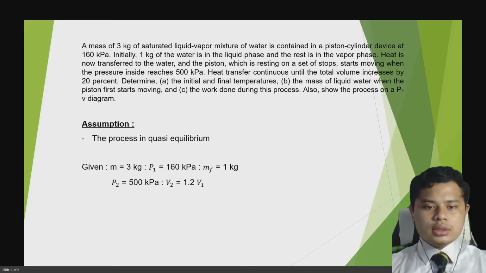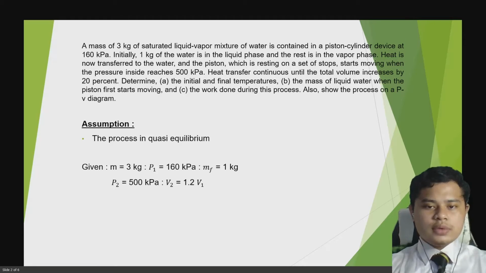So the question is, determine the initial and final temperatures, the mass of liquid water when the piston first starts moving, and the work done during this process. Also show the process on the PV diagram. Based on this question, we can make an assumption, which is that the process is quasi-equilibrium.